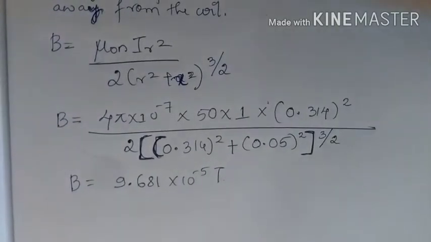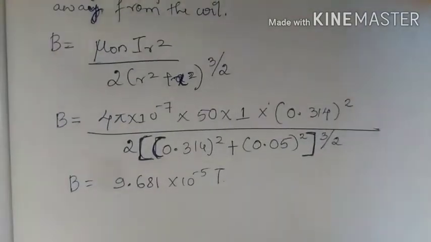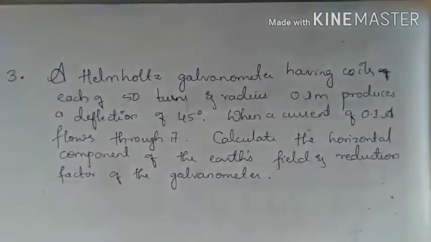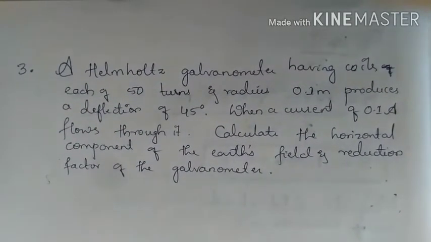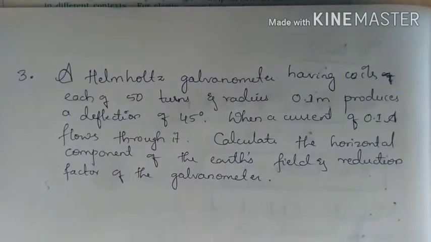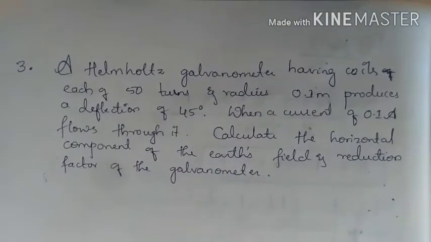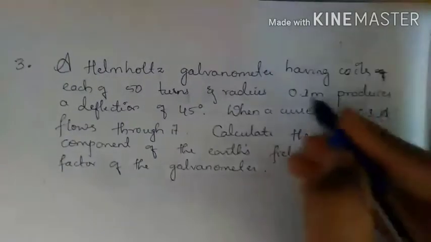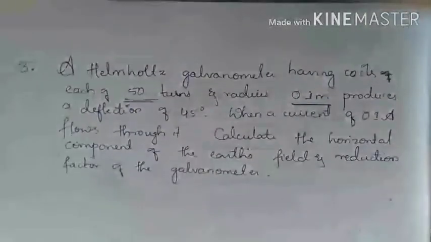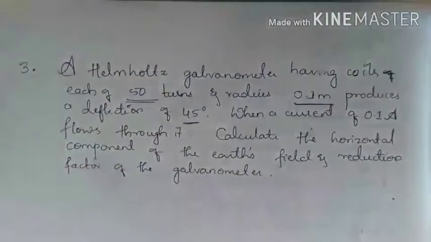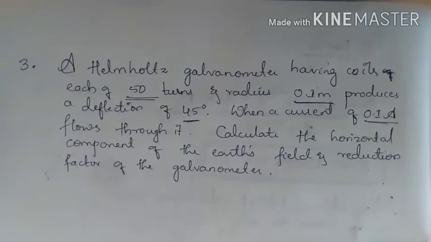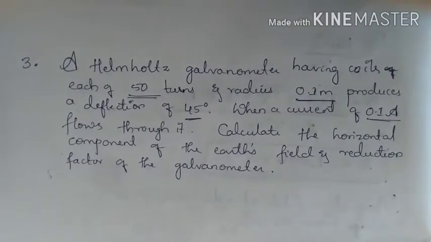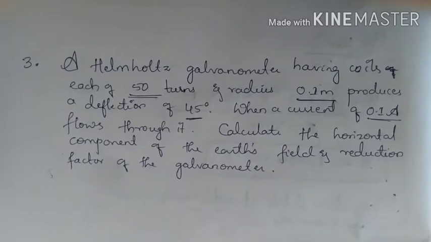And the next question which you have here is, so this question is based on the Helmholtz galvanometer. A Helmholtz galvanometer having coils each of 50 turns and radius 0.1 meters produces a deflection of 45 degree when a current of 0.1 amp flows through it. Calculate the horizontal component of the Earth's field and the reduction factor of the galvanometer.